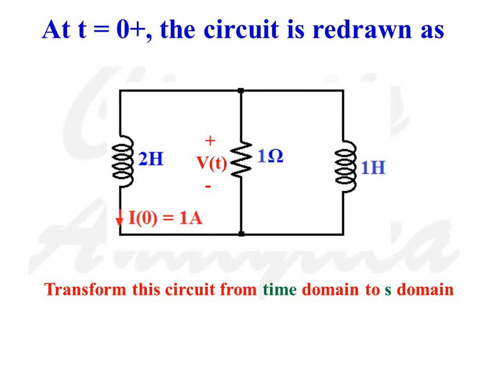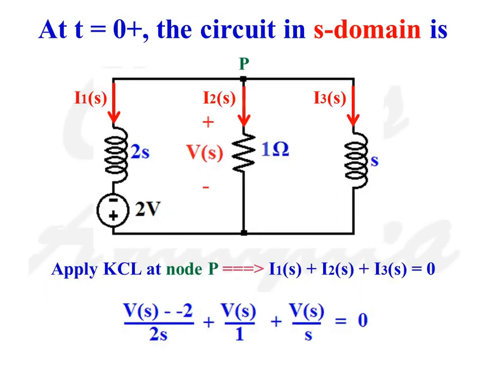So transform the circuit from time domain to S domain. Inductor of value 2 Henry can be represented as 2S in series with a voltage of value minus 2 volt. So now apply KCL at node P. According to KCL, total incoming current is equal to total outgoing current. All the currents are outgoing.